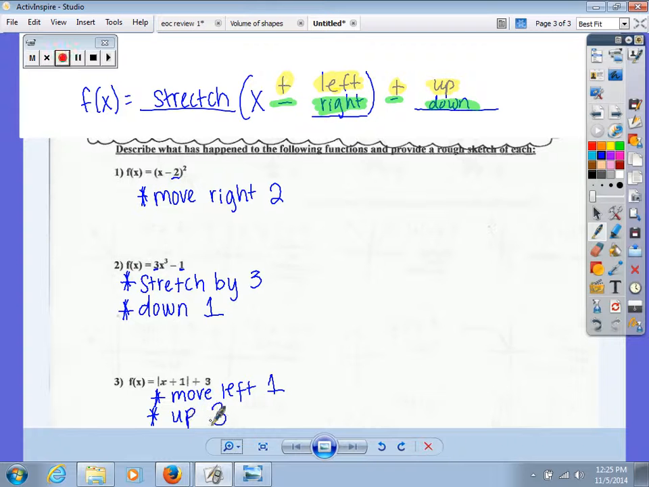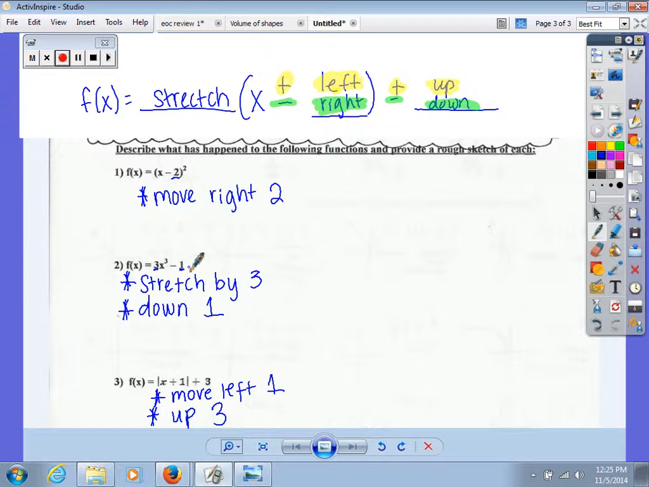Now here's what I do not want. For some odd reason, whenever I give this on a test, people will answer how did it transform by telling me the arithmetic. That is obviously not correct. So some people would say, Miss Fruge, I minus 2 here. Miss Fruge, I multiply by 3 and then I minus 1. No. That is so incorrect. You will never do that on a test.